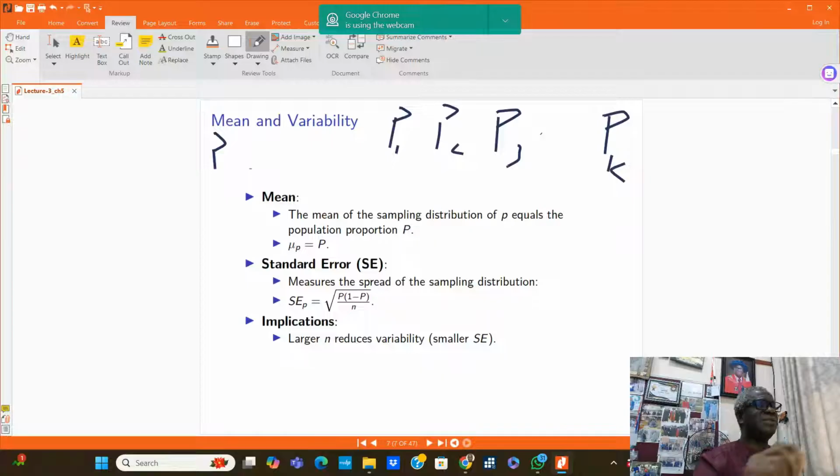We now want to talk about the average of all these sample proportions, or put differently, the mean of these sample proportions. This collection of sample proportions is what we call the sampling distribution of sample proportions. I repeat, this collection of sample proportions from all possible samples of a given size is what we call the sampling distribution of a sample proportion.